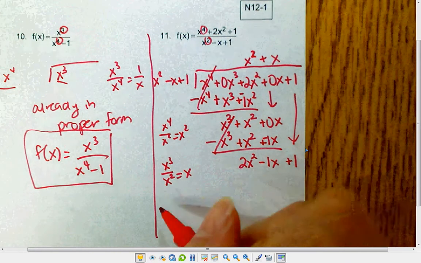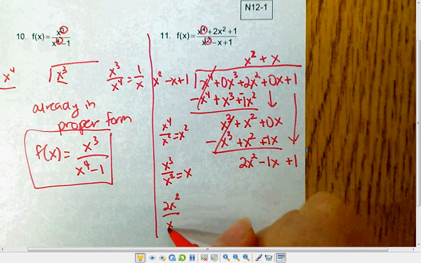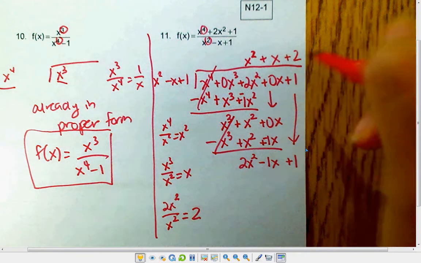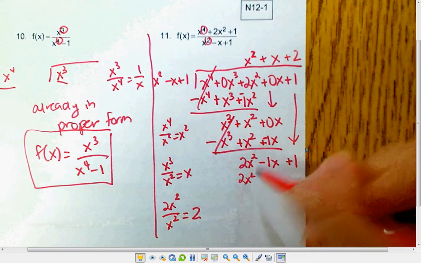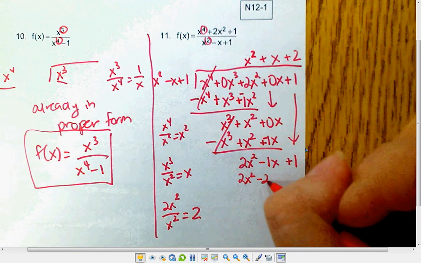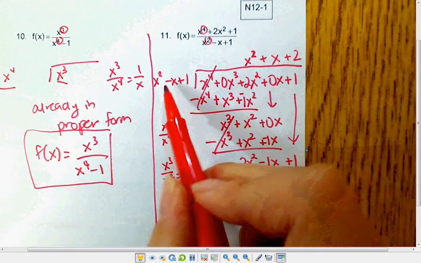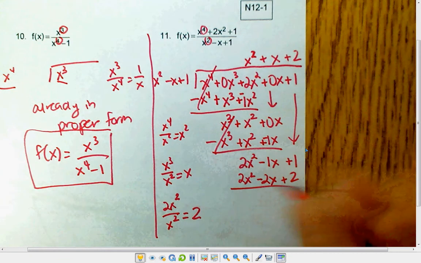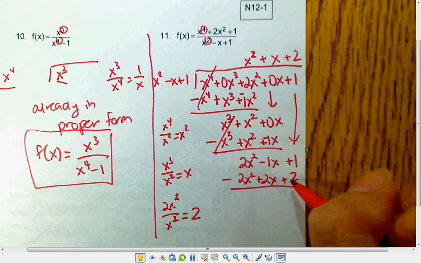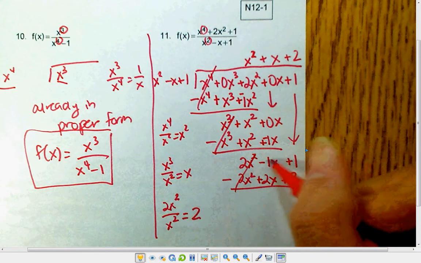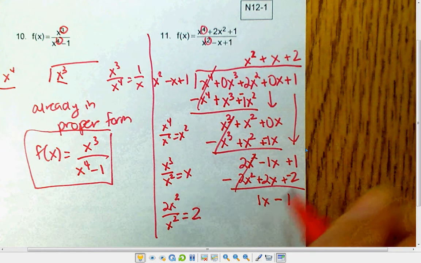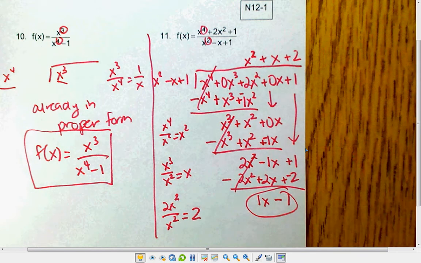Same idea, 2x squared, first term divided by x squared. This leaves me with 2. So I have a plus 2 on top. 2 times x squared gives me 2x squared. 2 times negative x gives me negative 2x. 2 times positive 1 gives me plus 2. Change all the signs, negative, positive, negative. These cancel out. Negative 1 plus 2 gives me 1x. 1 plus negative 2 gives me negative 1. This is my remainder because I have nothing else to bring down.